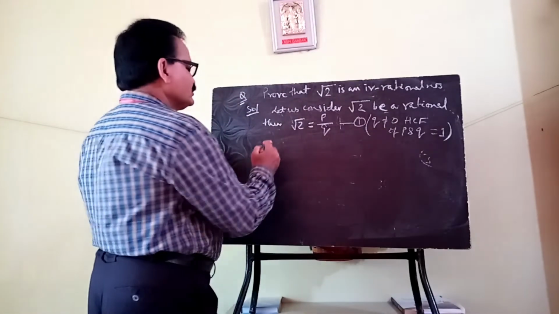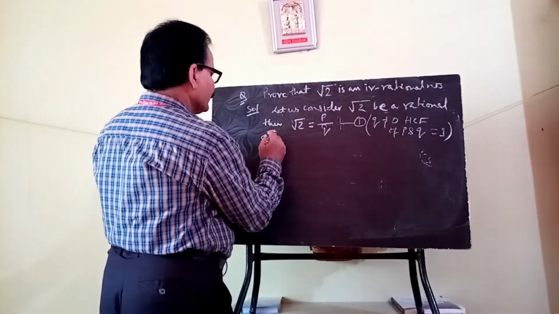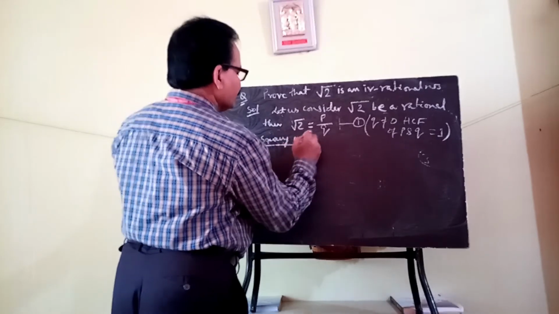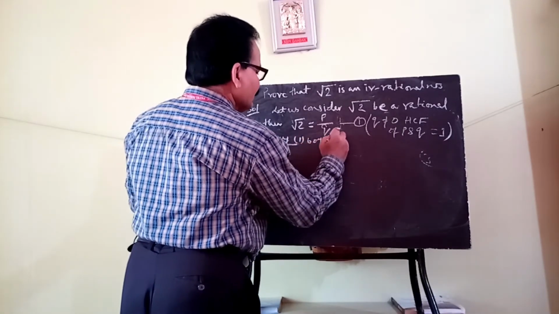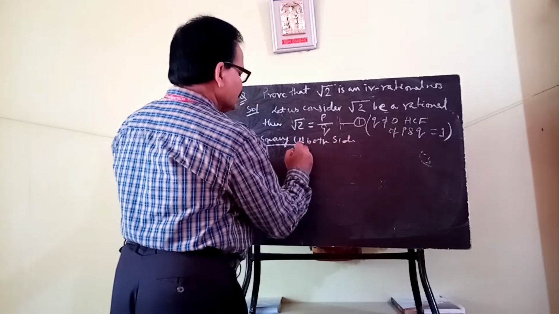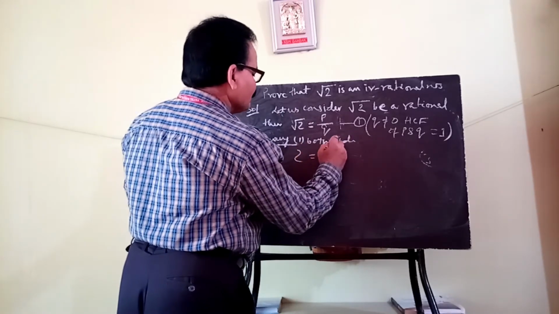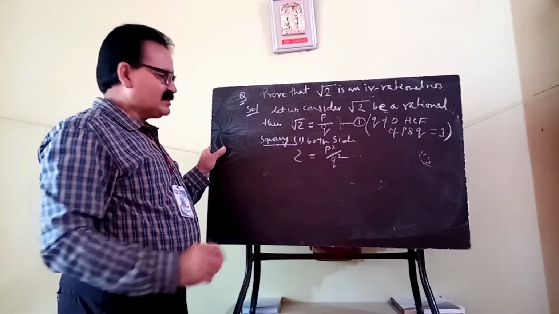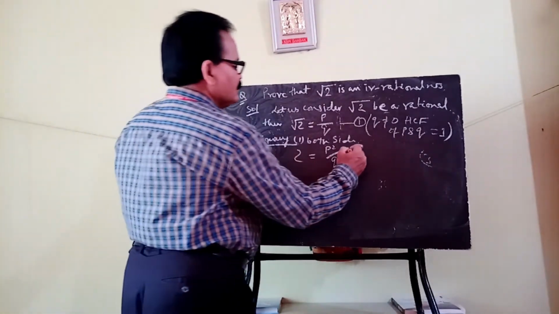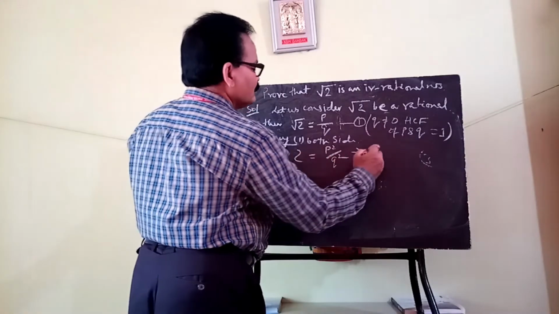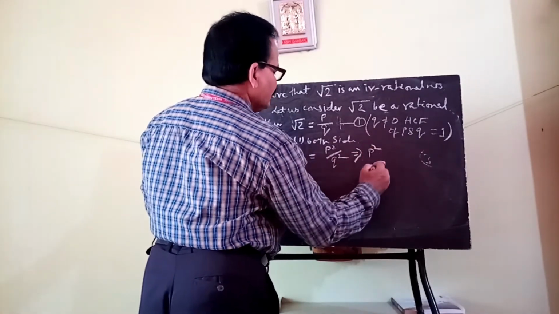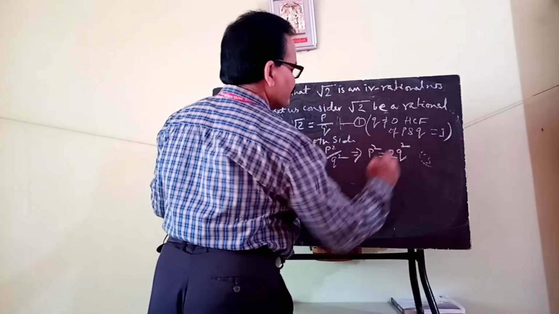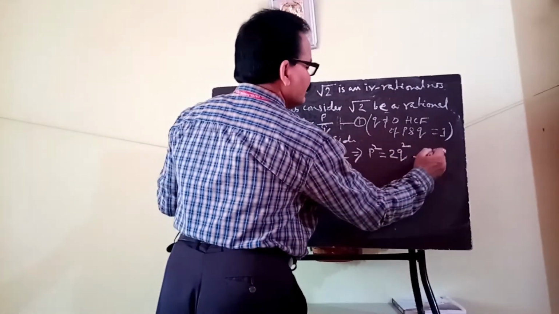Now squaring equation 1 on both sides, what will happen? This is your 2, and this will be p square by q square. Now you do cross multiplication. P square will be equal to 2 q square. You see, this is your equation 2.